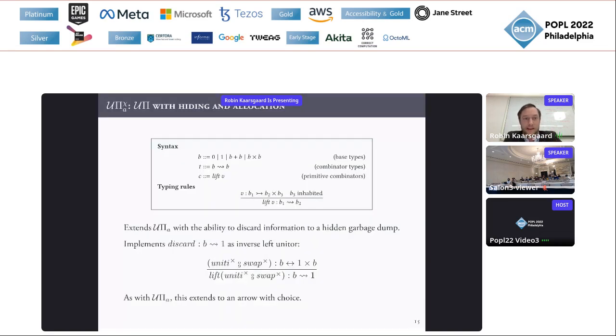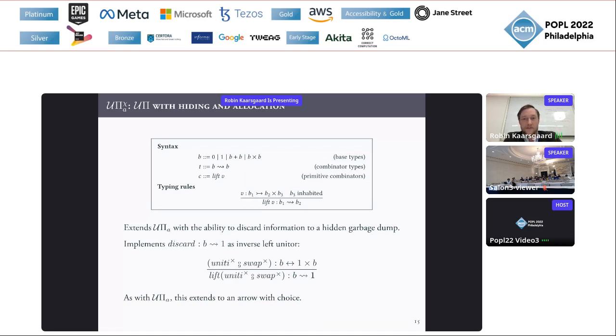Aside from that, what is Yuppie? So it's Yuppie with hiding and allocation. So the way that we perform hiding is basically we do exactly what we did before, but we dualize everything. So we think of a combinator in Yuppie from, say, B1 to B2 as being given by a combinator in YPA with a bit of extra input, which we think of as a hidden garbage dump that we can put all the stuff that we don't care about. So if we want to throw something away, I can just put it there, and then it's safely out of view.